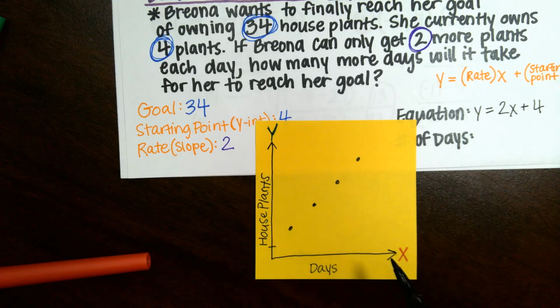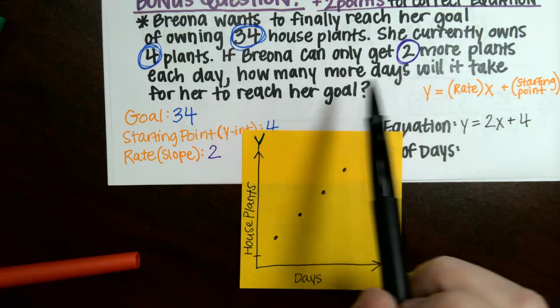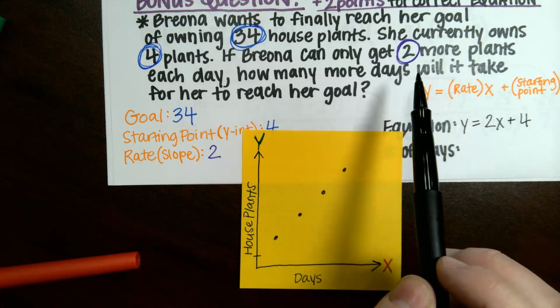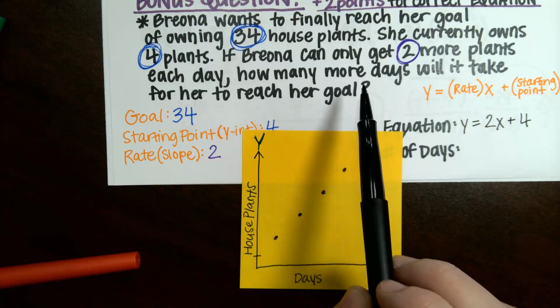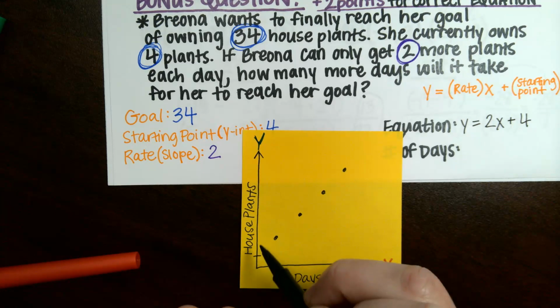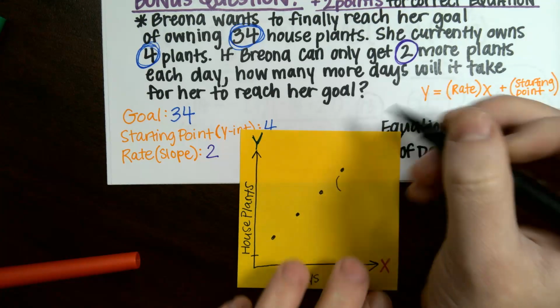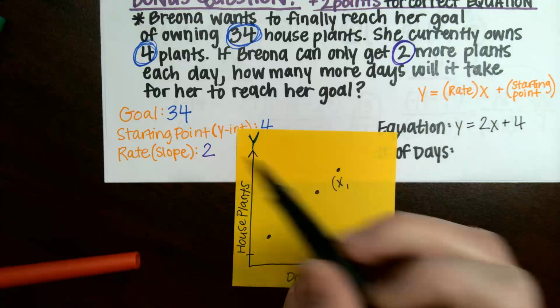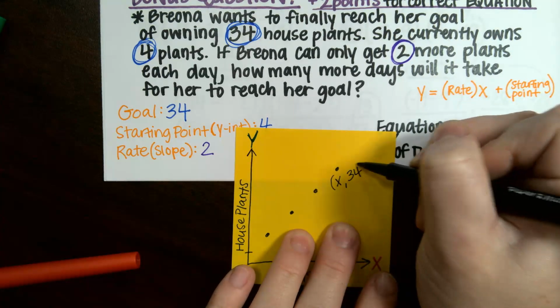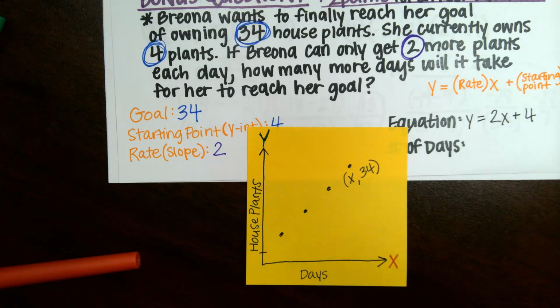So we don't necessarily have to plot any real points here. This is more of just a visual help. We are trying to see the answer to this question: how many more days will it take for her to reach her goal? So her goal is what? 34. So that means 34 houseplants. That's going to be a y value. And we don't know how many days, our x value. We don't know x, but we know that y is 34. So this is the coordinate that I've created. Again, you don't have to write a coordinate. If you know how to conceptualize it in your brain without drawing a picture, great, but I need a picture.